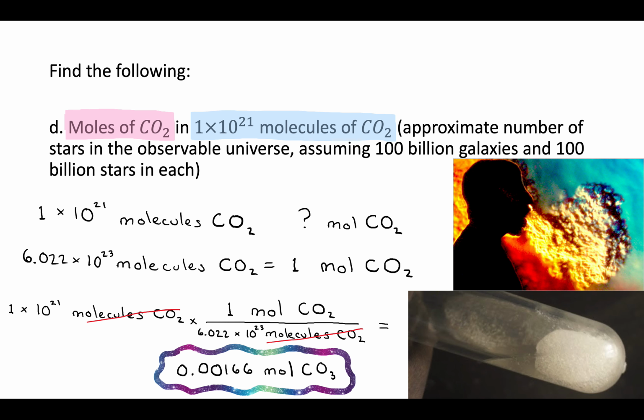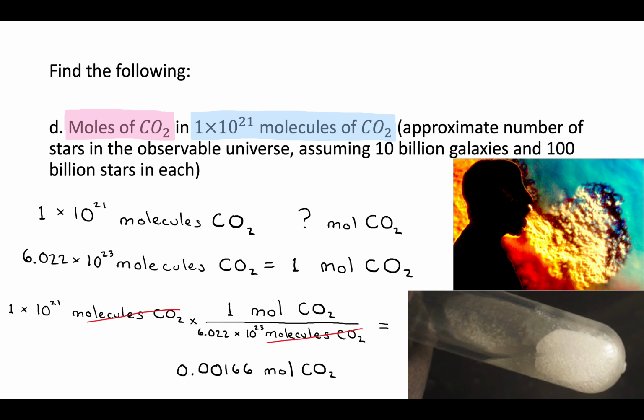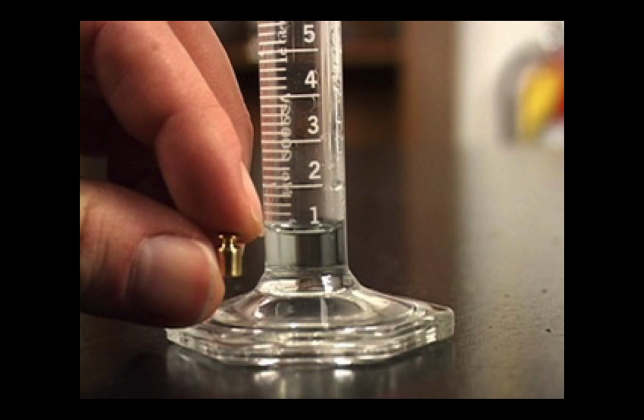So if you had as many carbon dioxide molecules as you have stars in the observable universe, it still wouldn't even make up more than 1,000th or so of a mole. So it's not even a single mole, all the stars in the universe. And that would be your answer.